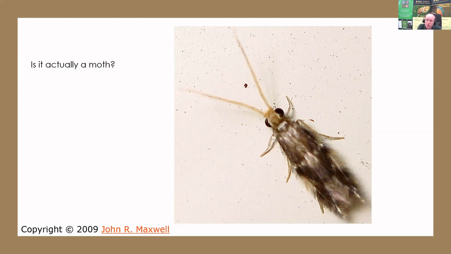Handy hint to identify that it is a caddis: they have hairs on the wings, not scales, and as a result they do look a bit scruffy. But once you've been caught out a few times, you'll get to recognize that these are not moths at all.